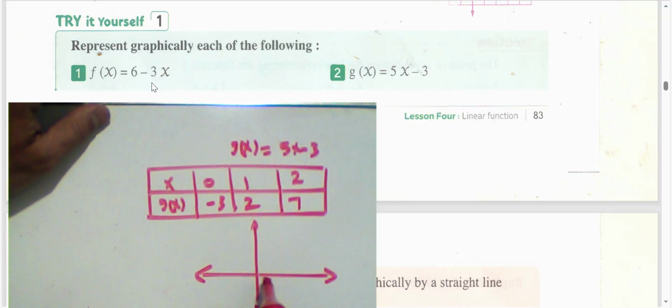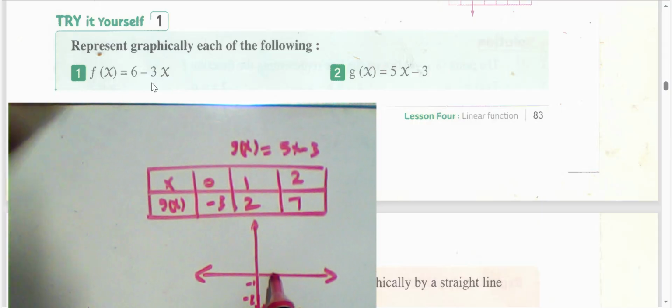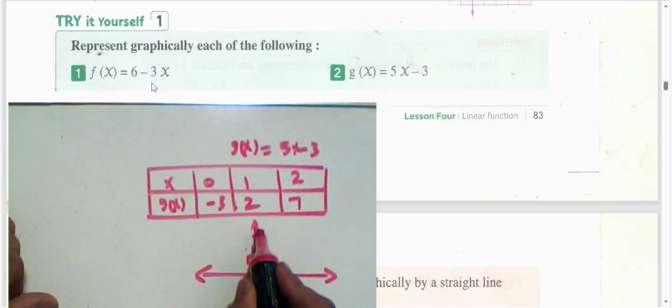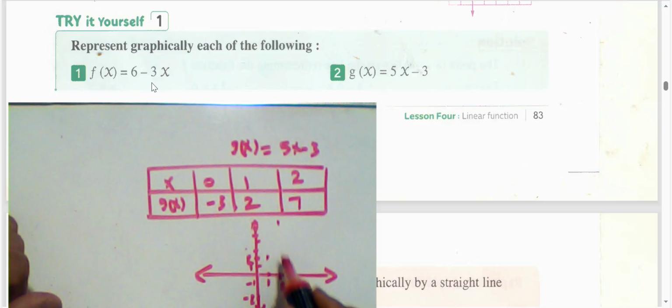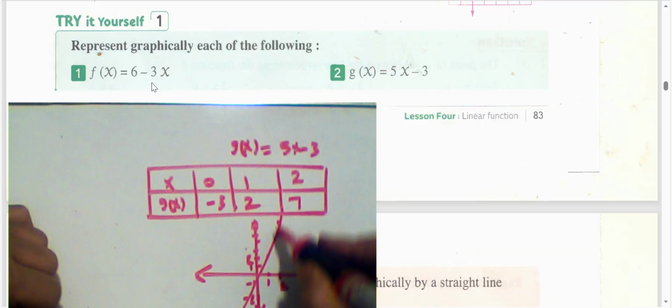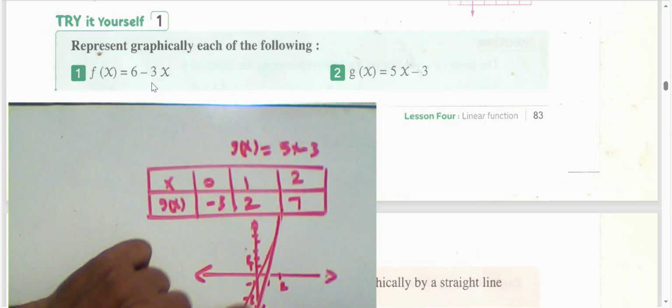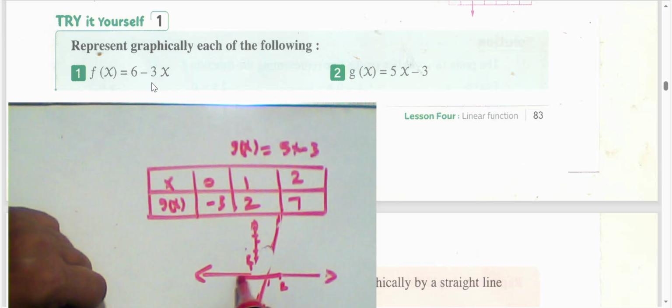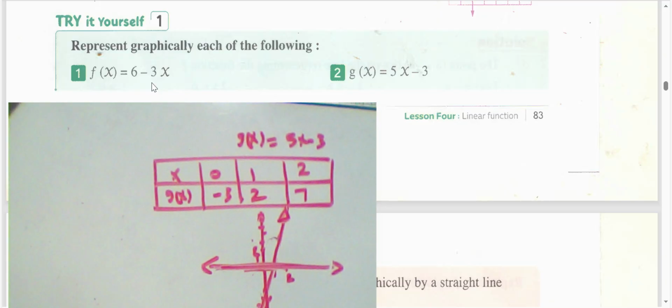the x-axis and y-axis. 0 here, negative 1, negative 2, negative 3. 1 with 2, and then 2 with 7. We have 3, 4, 5, 6, 7. And then draw a straight line passing through the 3 points, okay, like this. Understood? Passing through 3 points.